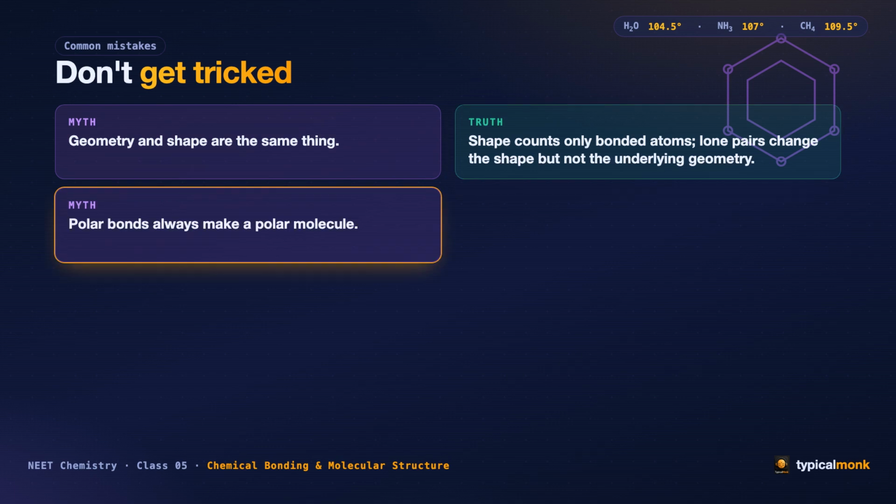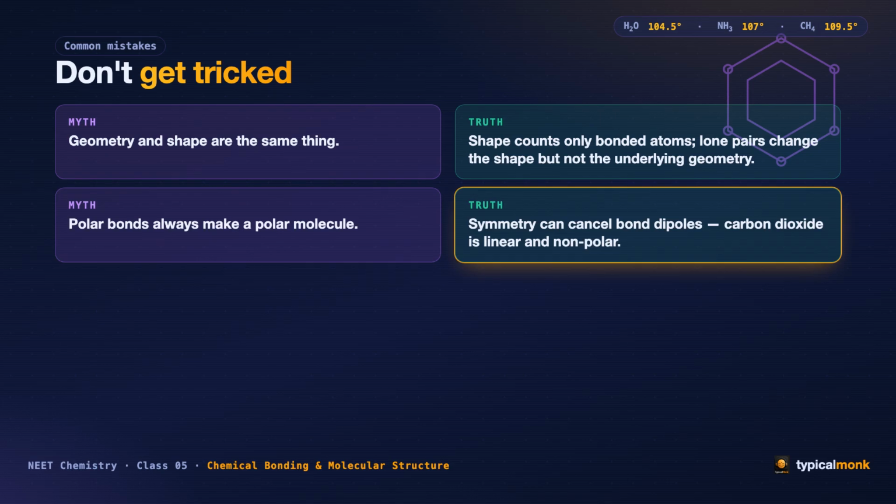Myth 2. Polar bonds always make a polar molecule. It feels obvious. Polar parts, polar whole, no? The truth: symmetry can quietly cancel the bond dipoles. Carbon dioxide has 2 polar bonds, yet because it is perfectly linear, the 2 poles point in opposite directions and cancel, leaving the whole molecule non-polar. Shape decides polarity, not the bonds alone.